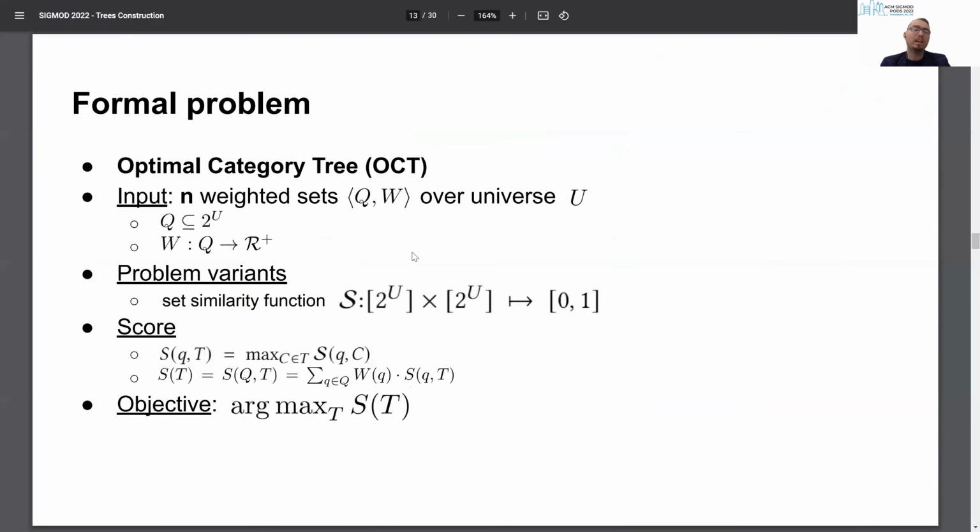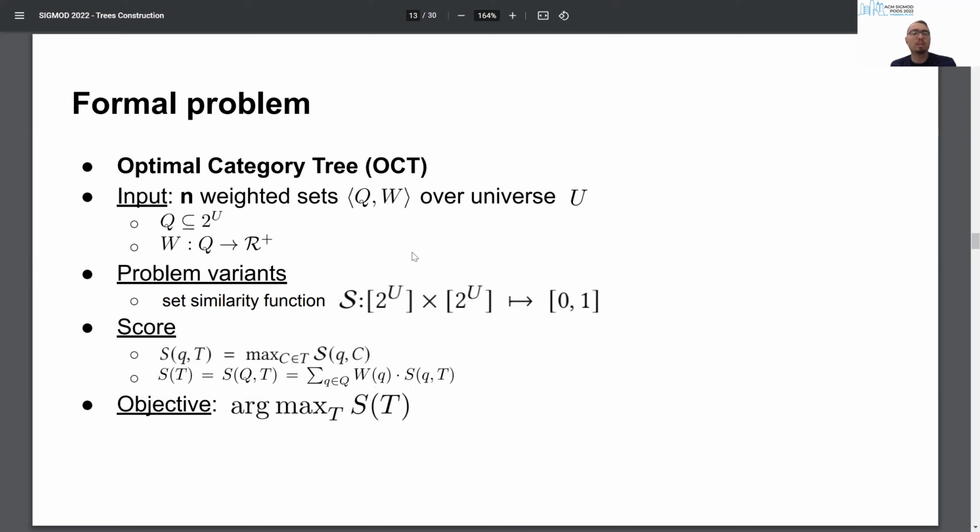Okay. Formally, when we're talking about the problem, as I said, we have a set of weighted sets of elements, and we have the weights, and we have different problem variants. What I mean by problem variants is that we have different similarity functions. What is the similarity between the tree and the input set? So, for example, in this case, we are giving a score for a tree based on the input set. In many cases, we will call these input sets just queries, because in our specific case, those input sets are derived from search queries.